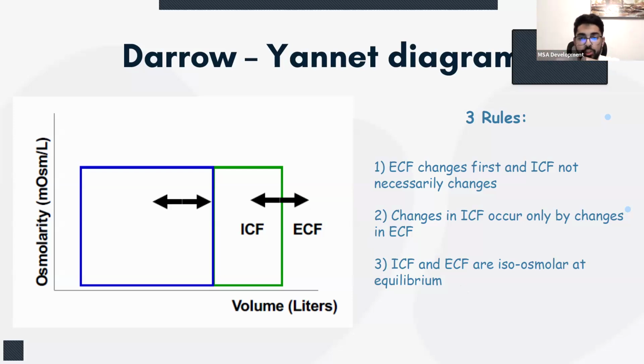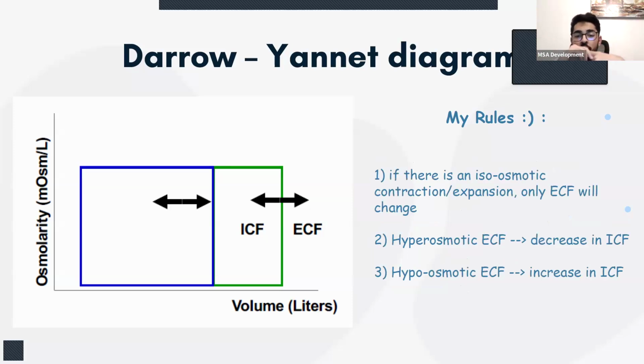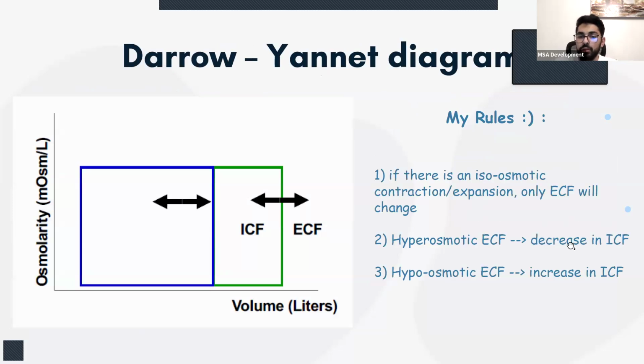Now, similar to those two rules, I made my own rules that are gonna help you solve any questions regarding these diagrams. The first one: if there is an isoosmotic contraction or expansion, only extracellular fluid will change. Contraction is basically a decrease in volume, and expansion is basically an increase in volume. So when you have either an isoosmotic contraction or expansion, only extracellular fluid will change. When you have a hyperosmotic extracellular fluid, the ICF is going to decrease. So when there's an increase in osmolarity in extracellular fluid, there's going to be a decrease in the volume of ICF. Again, this goes back to the question we just discussed. When you have a higher concentration outside than inside, the intracellular fluid is going to go outside and decrease inside. Similar to that, if you have a hypoosmotic extracellular fluid, there's going to be an increase in ICF and water is going to move inside the cells.